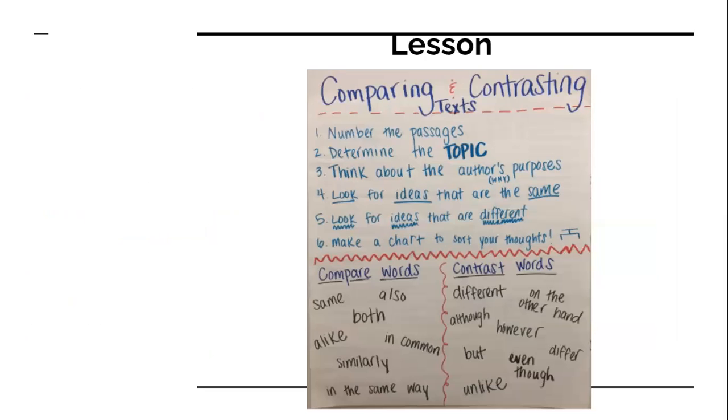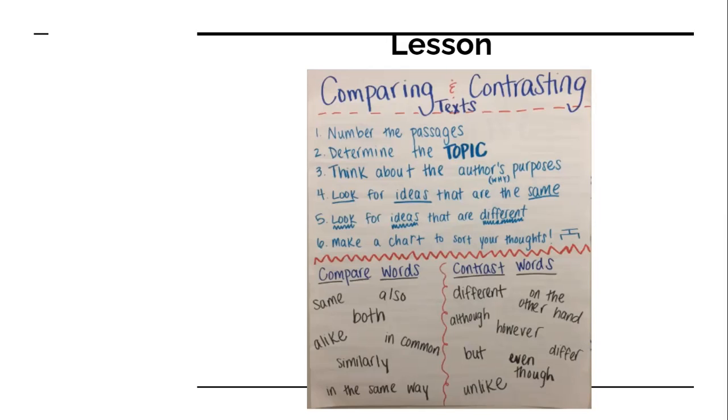Comparing and contrasting text. There are 6 steps we can use to help us compare and contrast text. Step number 1, number the passages. Step number 2, determine the topic. Step number 3, think about the author's purpose. Step number 4, look for ideas that are the same or the similarities. Step number 5, look for ideas that are different or the differences.